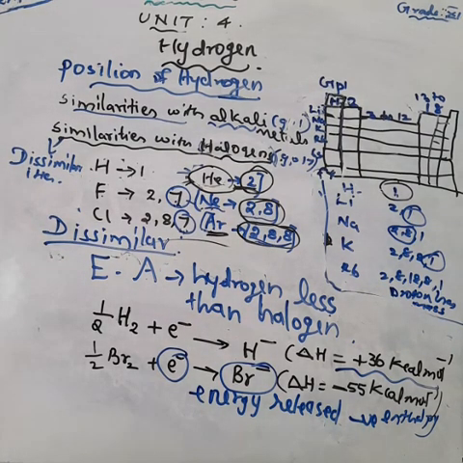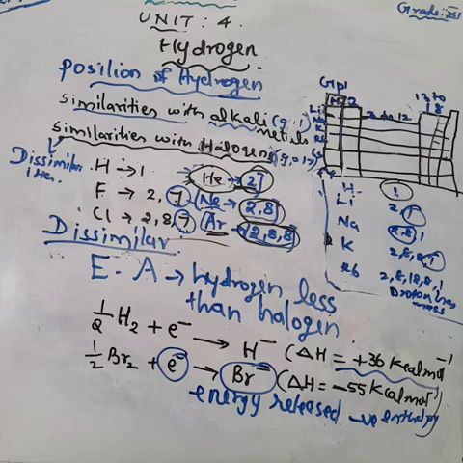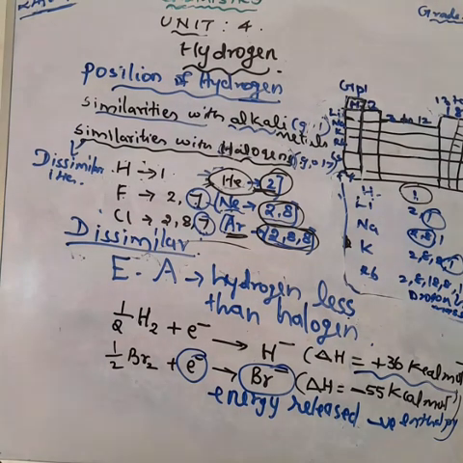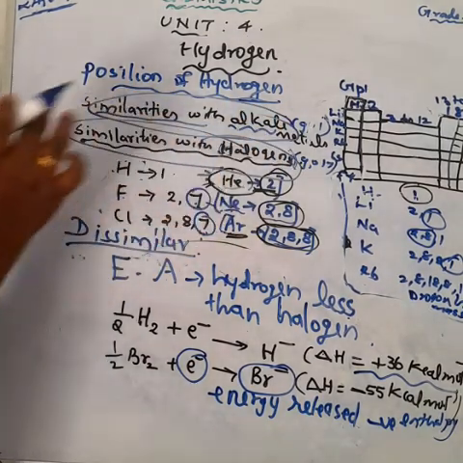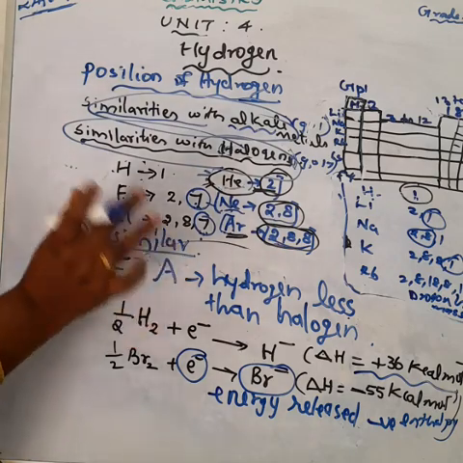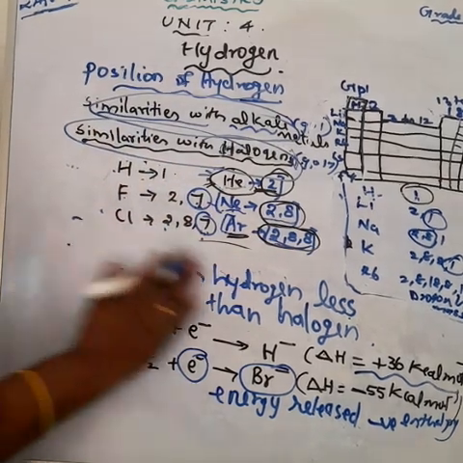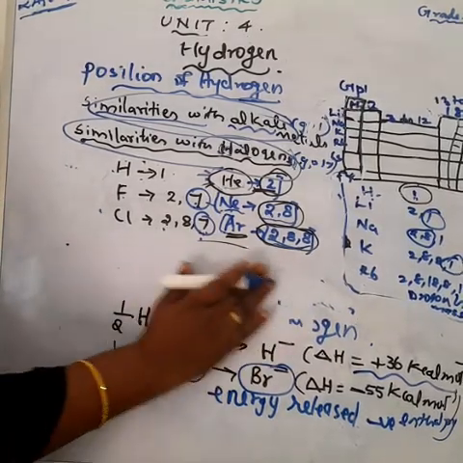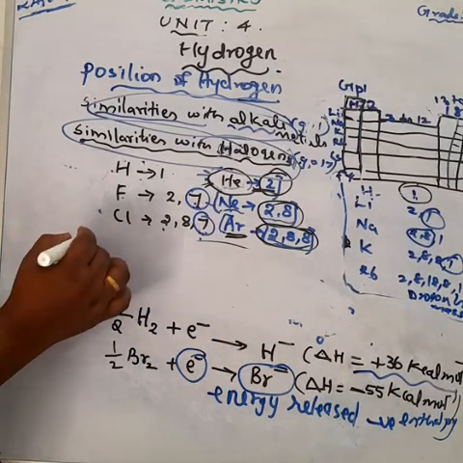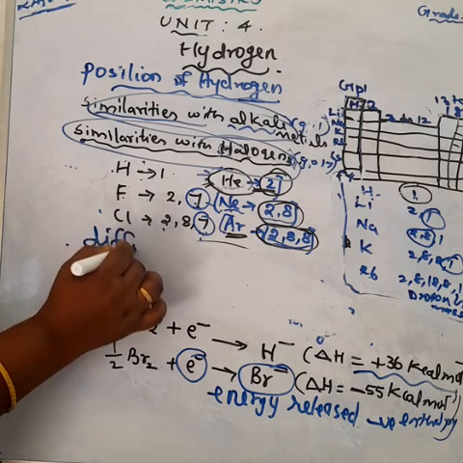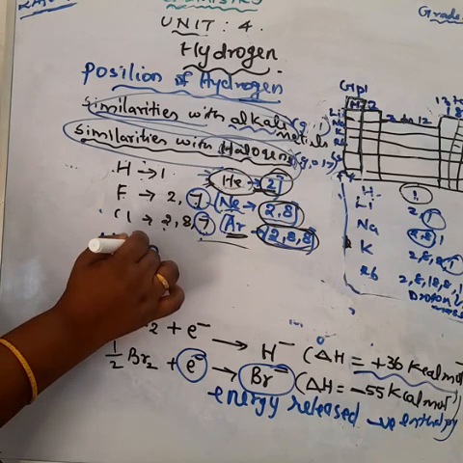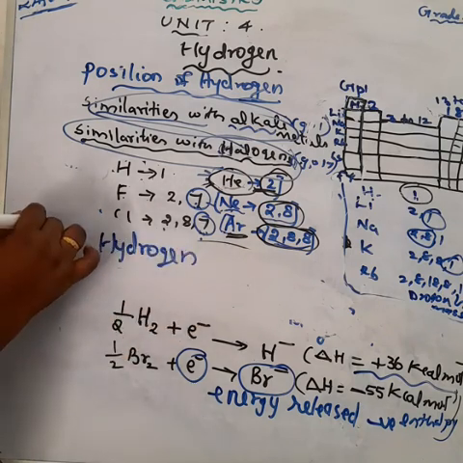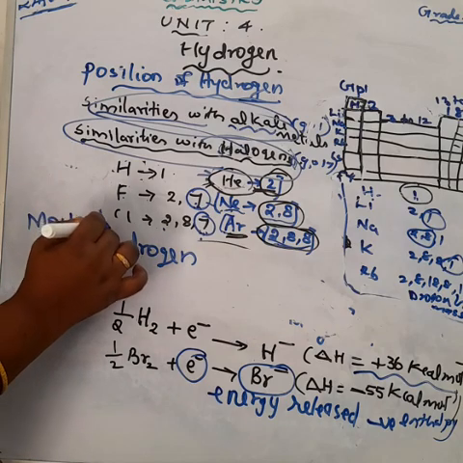So hydrogen and halogens have similarities and dissimilarities. Since hydrogen has similarities with alkali metals as well as halogens, it is difficult to find its right position in the periodic table. However, in most of its compounds, hydrogen exists in the +1 oxidation state. This is important: in most compounds, hydrogen exists in the +1 oxidation state.